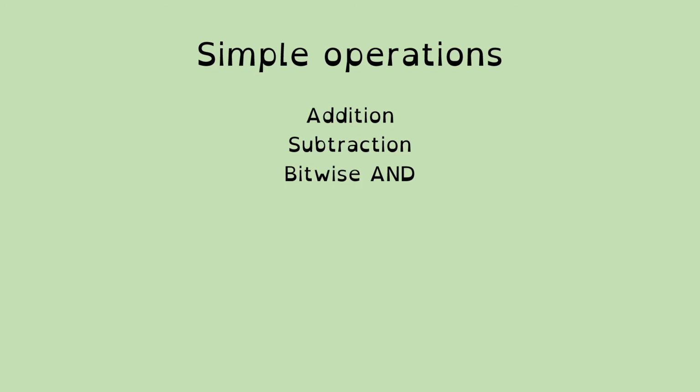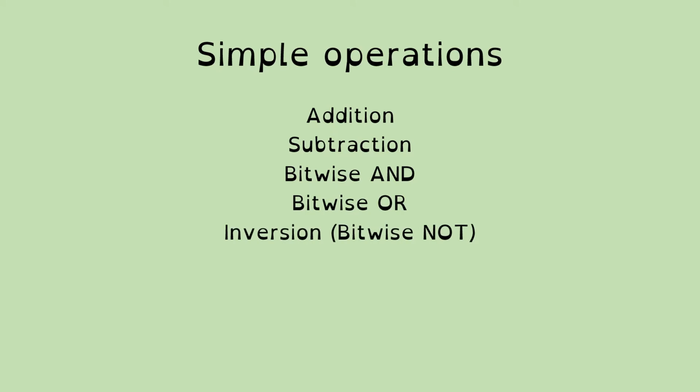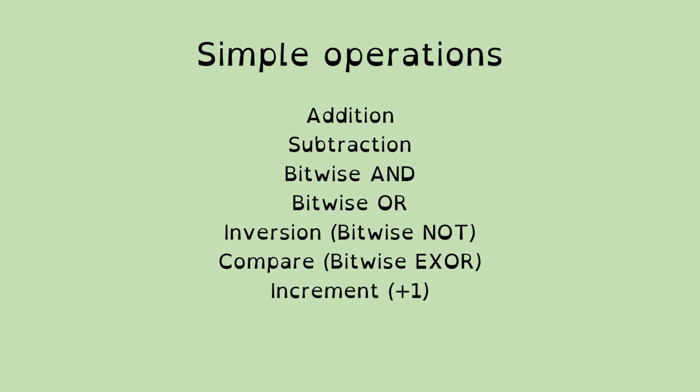Bitwise AND, which is to take your two inputs and take each bit in turn and do an AND for the output. You can do a bitwise OR. You can also do an inversion, a bitwise NOT, which basically takes all the ones in your binary number and turns them into zeros, and vice versa. You can compare. If you XOR the two numbers in a bitwise way, and the two numbers are the same, then your output will be 0, 0, 0, 0. And this is particularly useful. Increments, so add 1 to a number, and a decrement, take away 1 from a number.